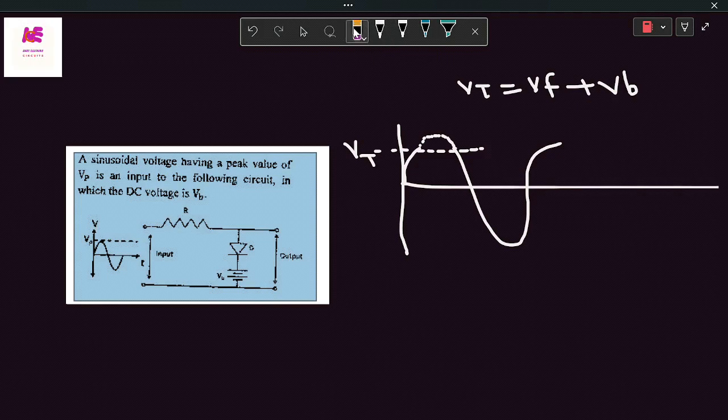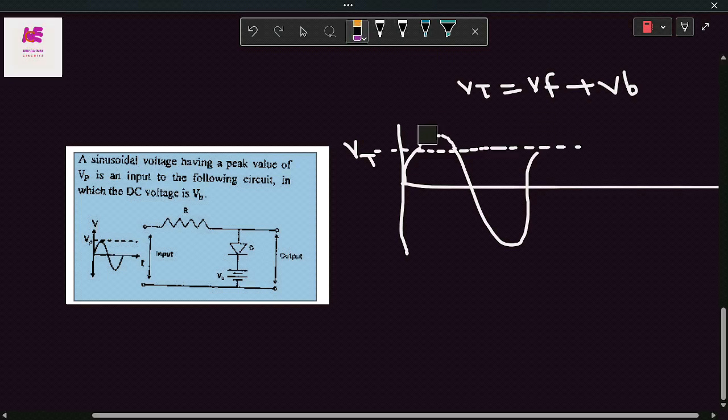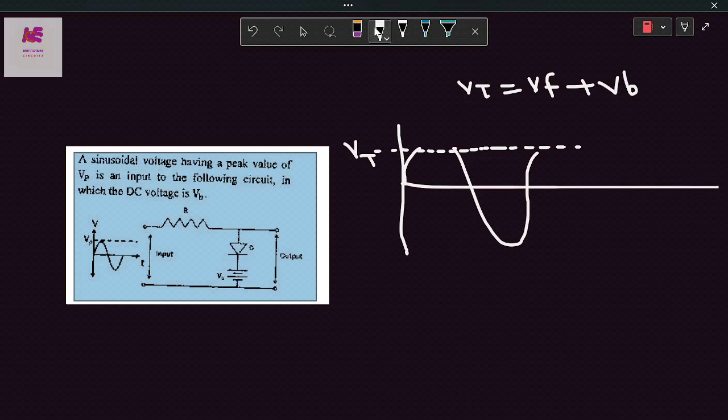So nature of the output signal means that this part will be clipped off, and this type of circuit is nothing but a clipper circuit. Here the positive part of the sinusoidal signal is clipped off, and that is why this circuit is called a positive voltage clipper. And this will be the nature of the output waveform of this circuit, and this is the solution.